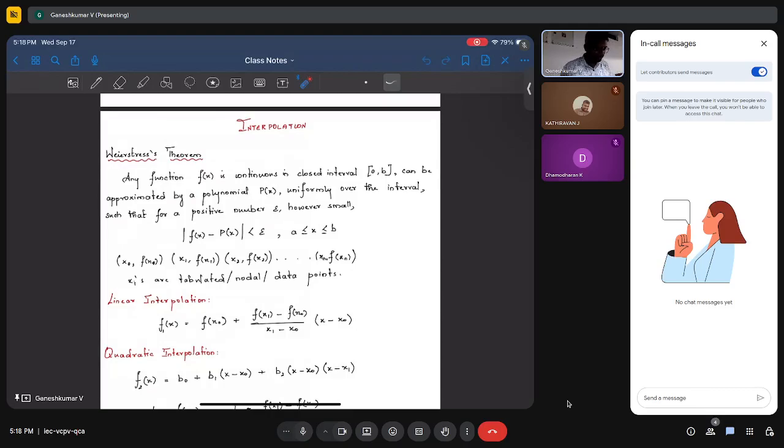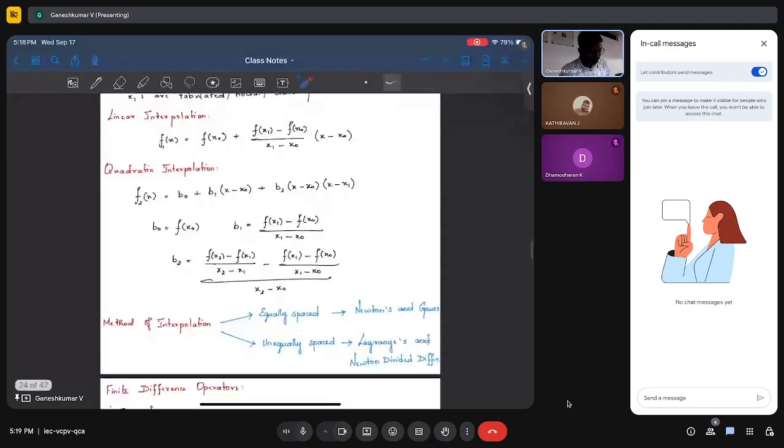And then we went into interpolation. Interpolation is nothing but, for a given set of tabular values, we will be asked to find the function values somewhere in between. How do I find the function values in between those tabular values? For that, we use something called the Weierstrass theorem. I'm not going to get into details of it. I'm just going to touch briefly on the important parts.